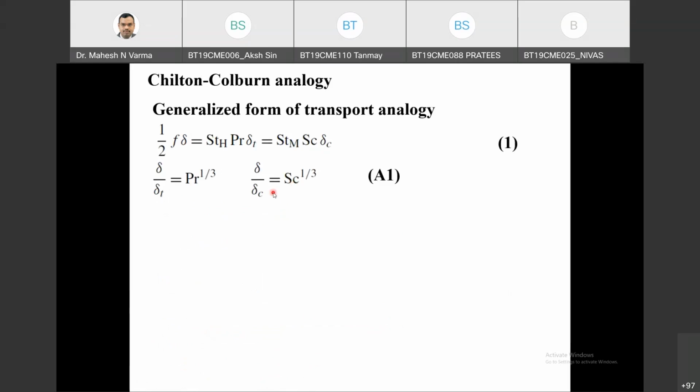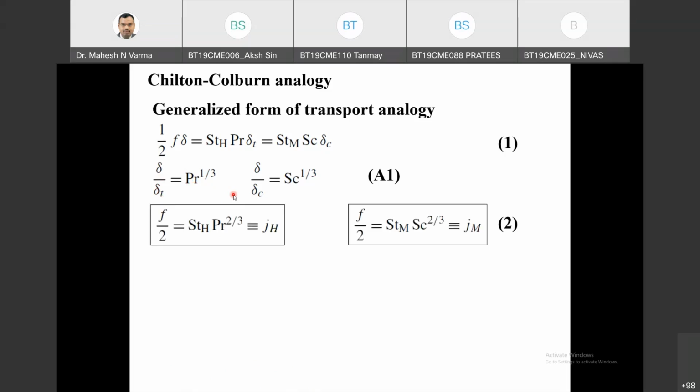They observed that for a wide range of Prandtl number and Schmidt number, delta by delta t equals Prandtl number raised to 1 by 3. They somehow related delta t and delta c to measurable quantities. The Prandtl number can be easily measured, so they related it: delta by delta t equals Prandtl number raised to 1 by 3, and delta by delta c equals Schmidt number raised to 1 by 3. So they gave the j factor, which is called the Colburn j factor for heat transfer and mass transfer.